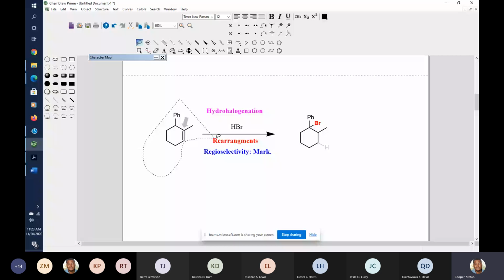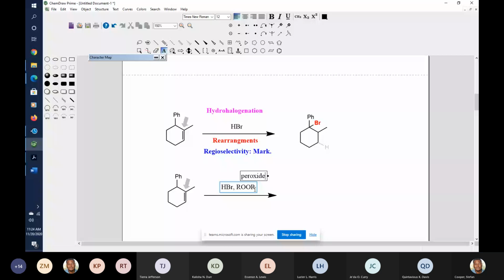All right, let's do this. I'm going to jump around a little bit, but I'm going to do HBr with ROOR, right? And ROOR, was anyone able to look this up? All right, that's a peroxide, okay? And typically to run this, you would need some light here. I just need the hv. All right, good.